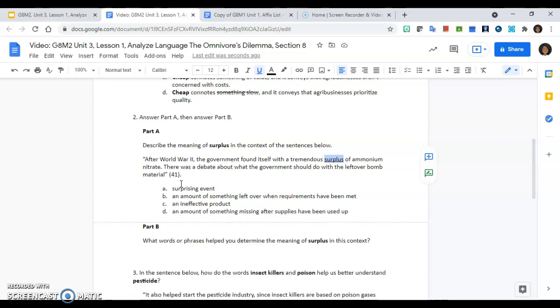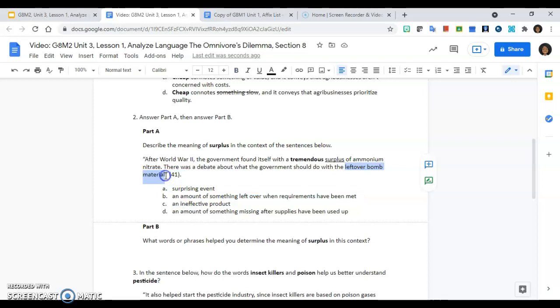surprising event, an amount of something left over when requirements have been met, an ineffective product, or an amount of something missing after supplies have been used up. So we know that this happened after a war, and there's a word in the sentence that helps us to figure out our meaning, and that is tremendous. But also remember, you can use the sentences before and after. It says there was a debate about what the government should do with the leftover bomb material.